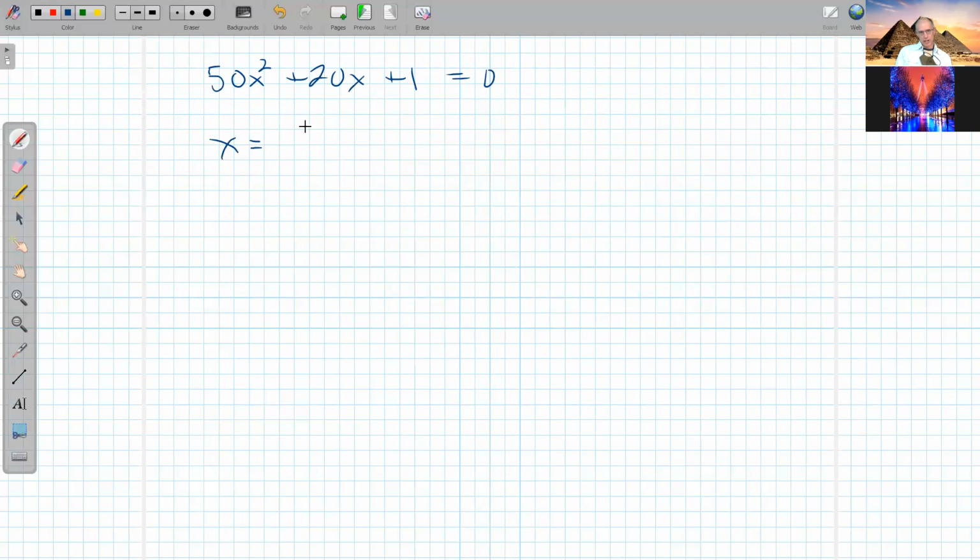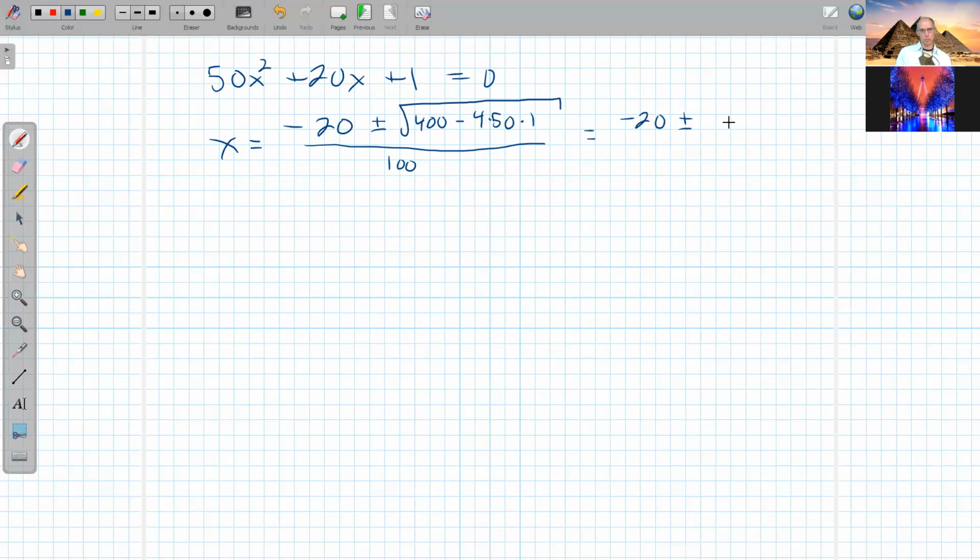So x equals the opposite of b, plus or minus the square root of b squared, 400, minus 4 times a times c. 4 times 50 is 200, right? Yep. All over 2a, which is 100. So that's negative 20 plus or minus the square root of 400 minus 200, which is 200, all over 100. 200 factors as 2 times 100, and the square root of 100 is 10.